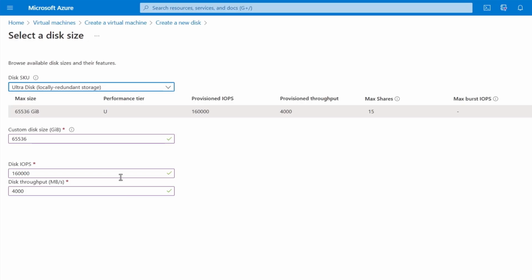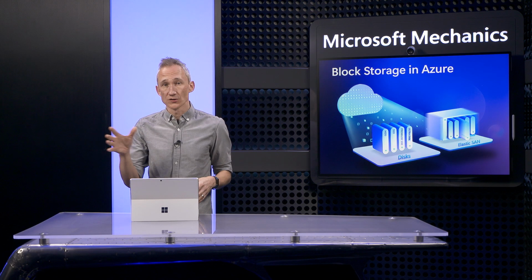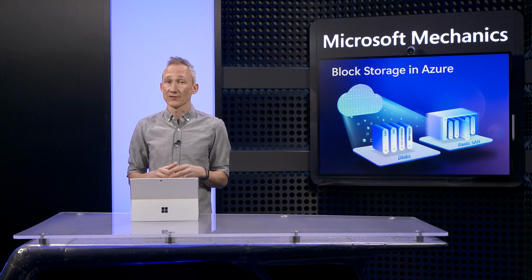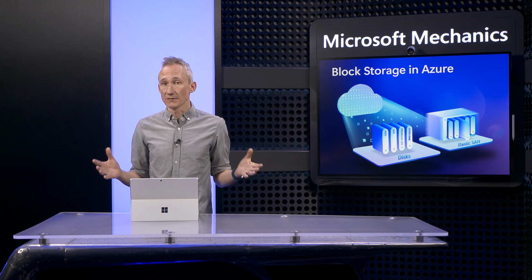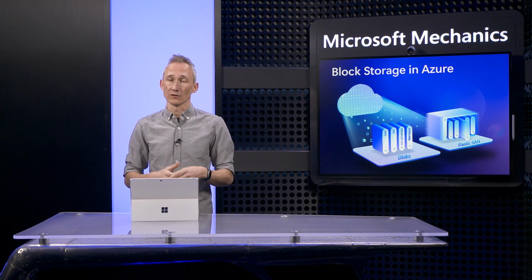It's capable of a massive 160,000 IOPS and 4,000 megabytes per second of throughput, which can be provisioned in minutes. This makes it ideal for top-tier databases and transaction-heavy, latency-sensitive workloads. Performance can be dynamically scaled to meet demand without disrupting your workloads.